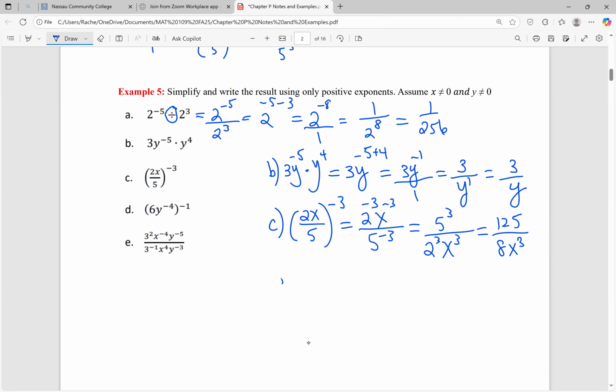Now let's go to part D. Part D, I have 6y to the negative fourth, and this whole product is raised to the negative 1 power. So we have to distribute the negative 1 to each power in this product. I'm going to have 6 to the negative 1 and then y to the negative 4 times negative 1. So I have to multiply the two powers, and negative 4 times negative 1 is positive 4. So I'm going to get 6 to the negative 1 times y to the fourth.